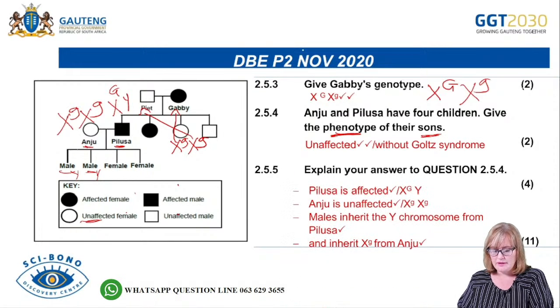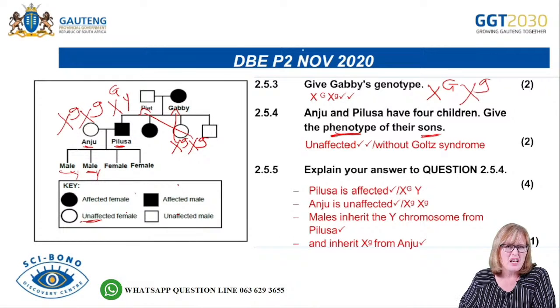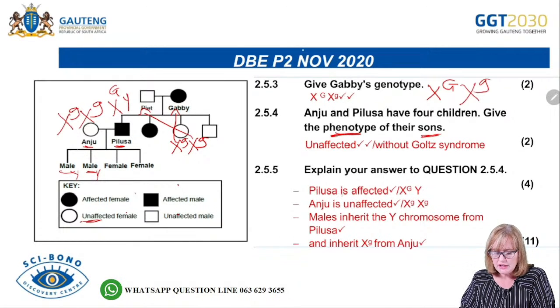you had to think a bit there. And now they want to know explain your answer. And that's actually what I just said now. So Pelusa, the father, is affected. He's got that allele there, right? But they're giving the tick there. Can you see before that? So you can either give that or say it's affected. Anu, or the mother, is unaffected. So she's got both those things, the recessive alleles. Males inherit the Y chromosome from their father, or Pelusa. So they inherited the recessive allele from Anu.